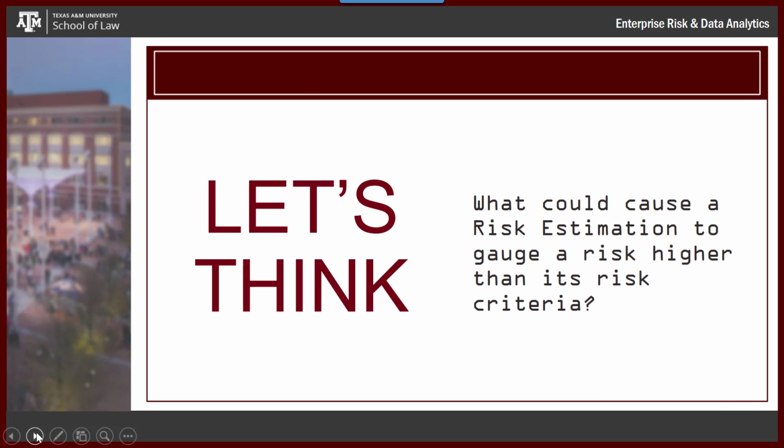So what would cause risk estimation to gauge a risk higher than its risk criteria? This happens a lot of times when people are using their experience or something recent that has happened, and they overestimate risk. I've heard this before, that because of social media emphasizing certain things, we tend to think we live in a much more dangerous world and that all these things happen, when in reality our statistics show it's less dangerous.